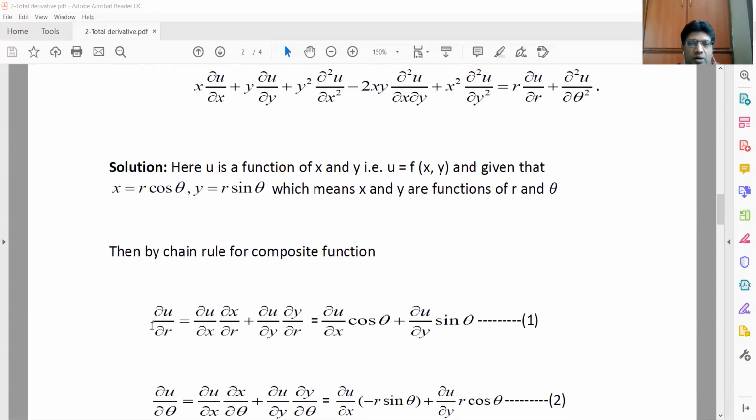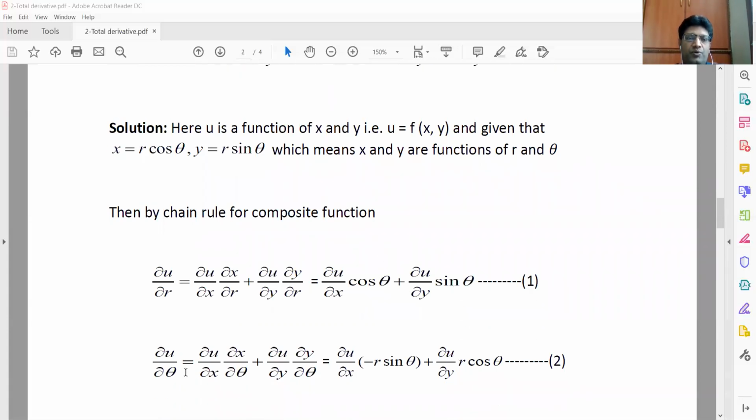So first ∂u/∂r. According to chain rule, ∂u/∂r is ∂u/∂x into ∂x/∂r plus ∂u/∂y into ∂y/∂r. So ∂u/∂x is as it is. ∂x/∂r, partial differentiation of x with respect to r, is cos θ, plus ∂u/∂y as it is. ∂y/∂r, partial differentiation of y with respect to r, is sin θ.